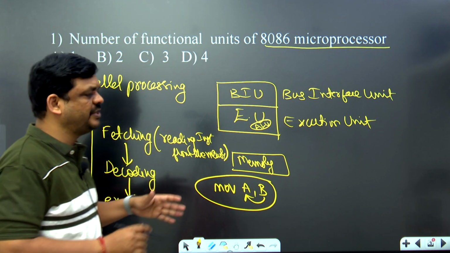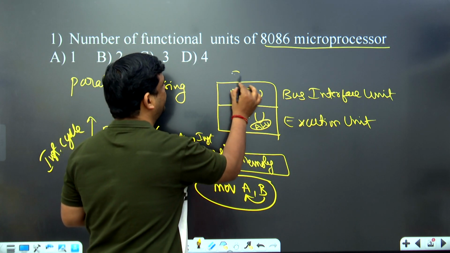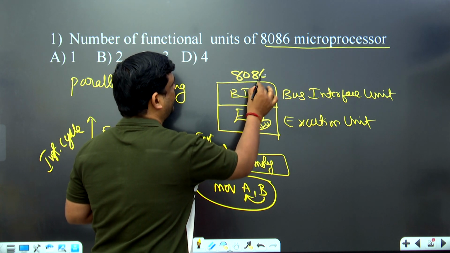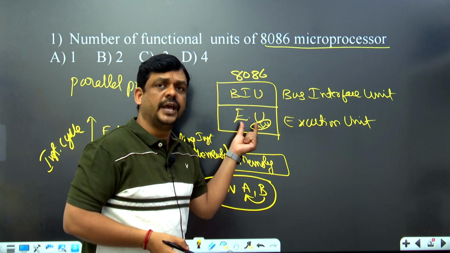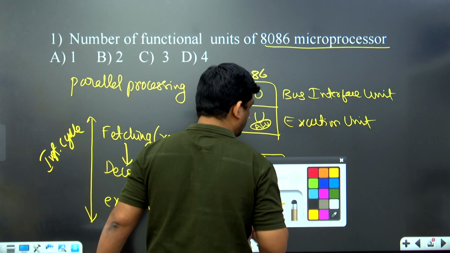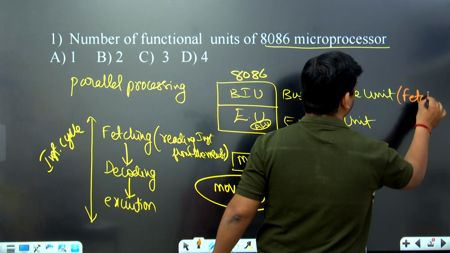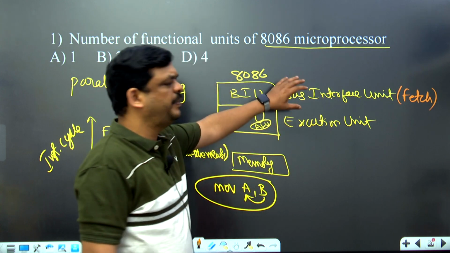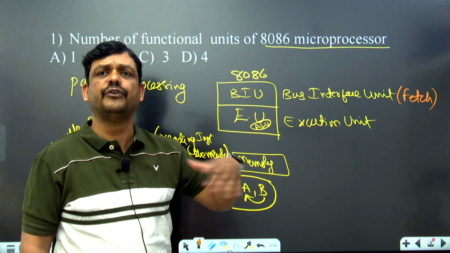Now these operations are divided among the functional units in the 8086 microprocessor. So the 8086 microprocessor consists of two functional units. One is the bus interface unit, another is the execution unit. The bus interface unit's function is fetching instructions. It performs only one operation, that operation is fetching. Always it performs the fetching operation.